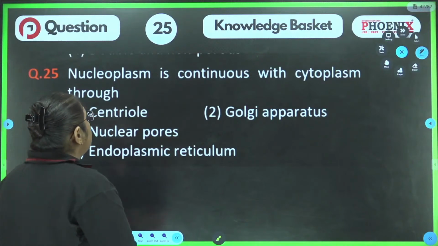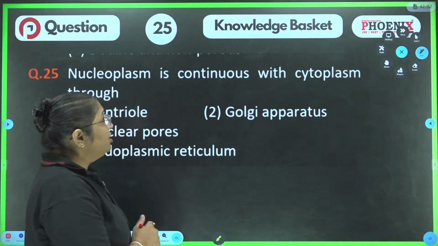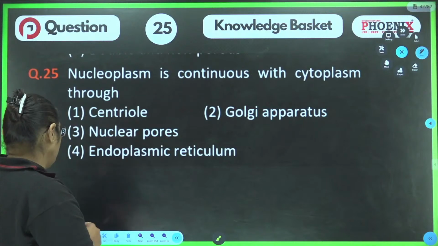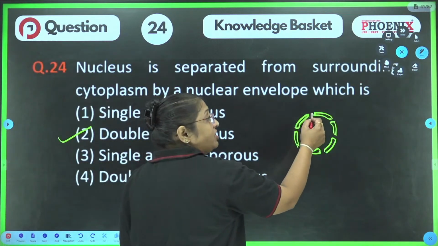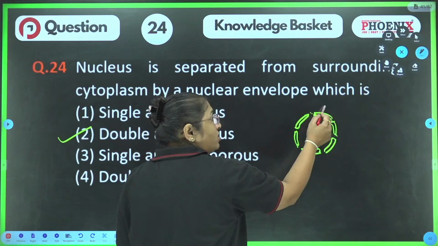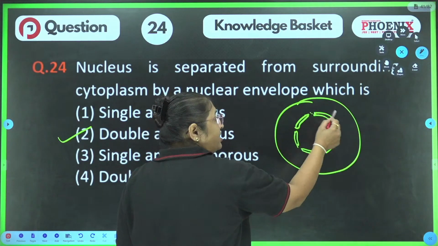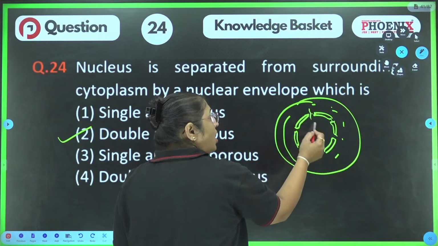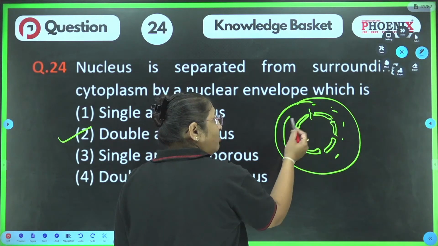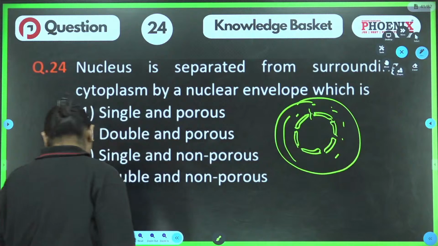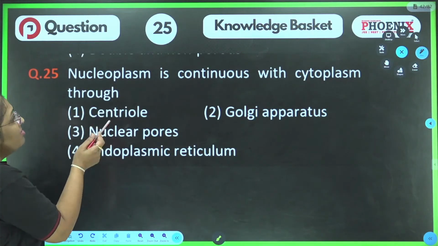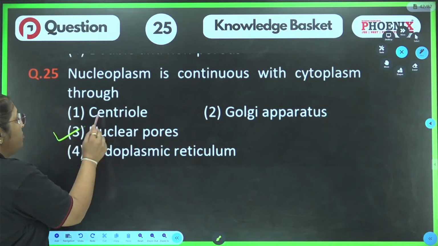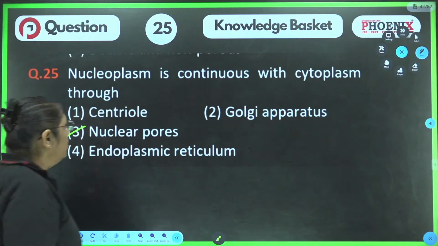Last question, nucleoplasm is continuous with cytoplasm through, here I have drawn the nucleus which has the nuclear pores and outside it is the cytoplasm. So how is the exchange of material taking place, how is it going to be continuous? Definitely from the nuclear pores. The nucleoplasm is continuous with the cytoplasm through nuclear pores.